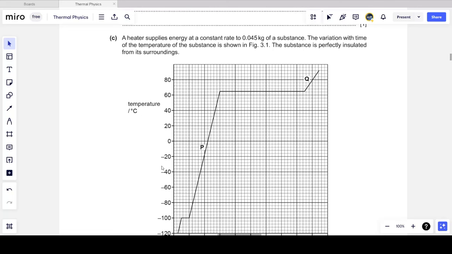Question C says a heater supplies energy at a constant rate to 0.045 kilograms of a substance. The variation with time of the temperature of the substance is shown in the figure below, and the substance is perfectly insulated from its surroundings.